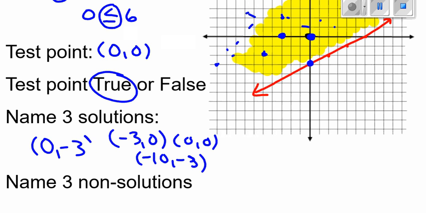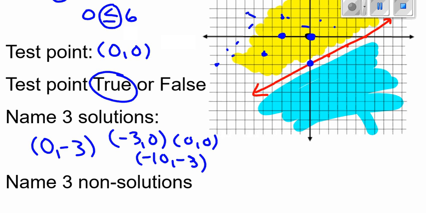So I actually named 4. All right, let's pick 3 non-solutions. So I'm going to pick a non-solution. I can pick anywhere on the other side. So all of my non-solutions are going to be on this side of the line. So any xy point that I pick on that side of the line is going to be a non-solution.